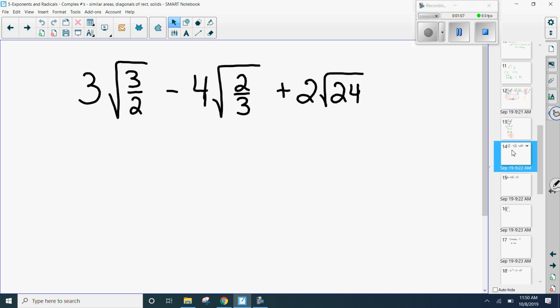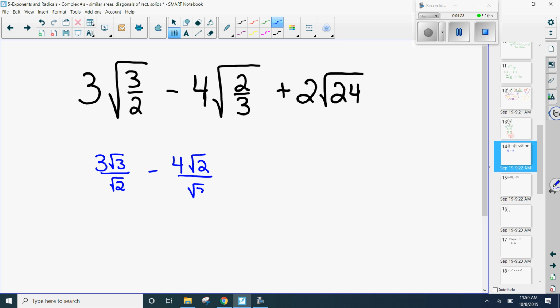So if I were to look at this particular problem, we could simplify it by writing it as 3 and then separate that fraction underneath the radical sign into two parts. The square root of the numerator over square root of the denominator. Minus 4, so I can show the next one is radical 2 over radical 3, plus 2, and then the square root of 24 is the same thing as 2 times 2 times 2 times 3. Let's say that.